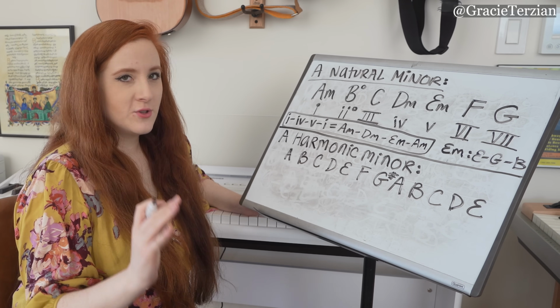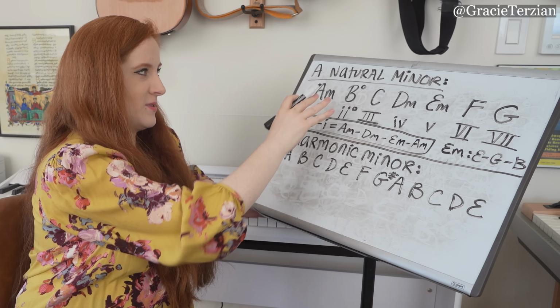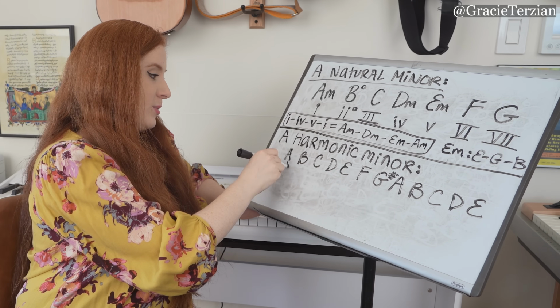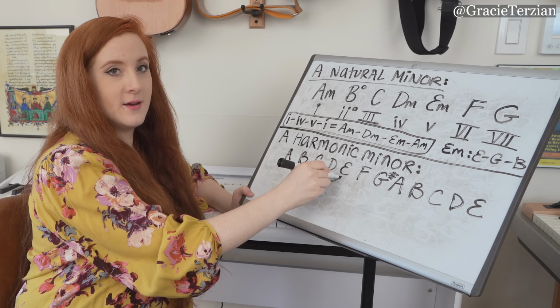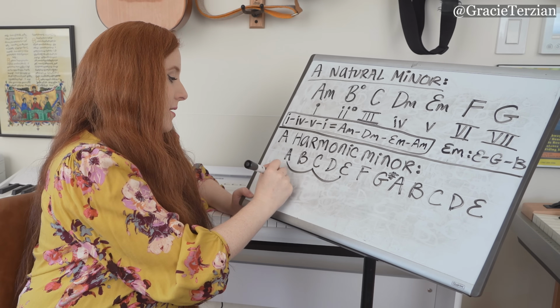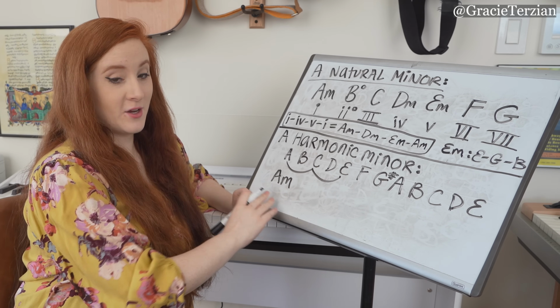So we're going to do the same moving up in thirds thing, or the hopping over the note thing that we did with the natural minor scale, okay? So we're going to start with the note A. We're going to play A, C, and E, and when you play A, C, and E together, you are playing an A minor chord, okay? So A minor is our first diatonic chord.